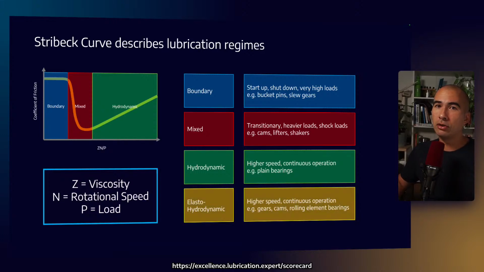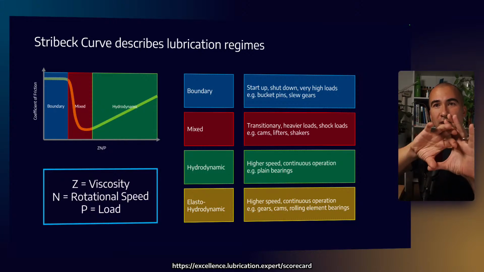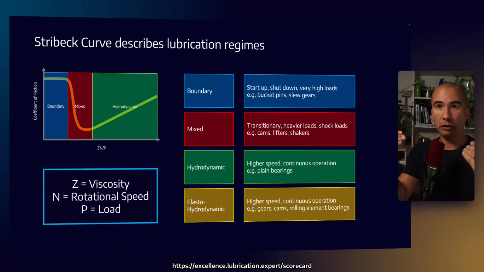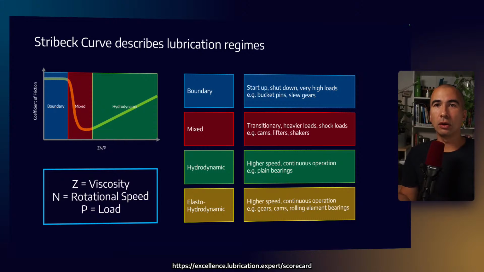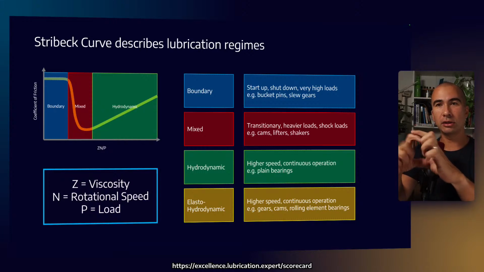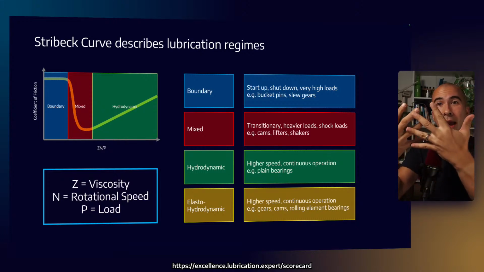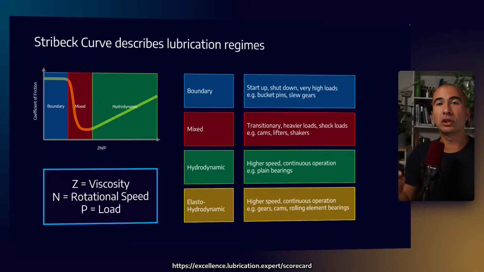And then there's elastohydrodynamic. Now, what's the difference between hydrodynamic and elastohydrodynamic? In hydrodynamic, think of it as a plain bearing. So it's a cylinder inside of another cylinder, right? And we call those conforming surfaces. So the surfaces run parallel to each other. Elastohydrodynamic lubrication occurs whenever we have non-conforming surfaces. So think of a rolling element bearing, right? The radius of the rolling elements is very different to the outer race, and as a result, we have non-conforming surfaces. Same happens within gears, right? They're non-conforming surfaces, so are cams, and there's a couple of other instances where we have elastohydrodynamic lubrication.